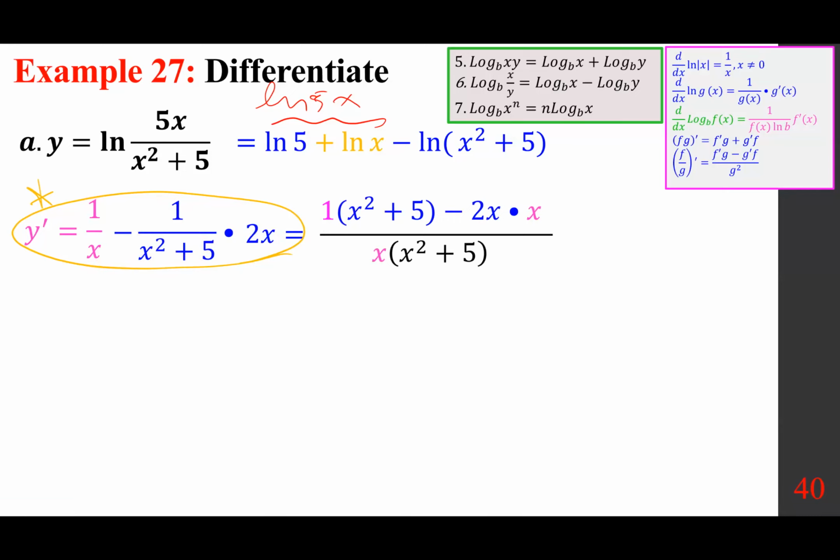So we are going to have x squared plus 5 minus 2x squared. We can combine these two and we are done. So we get minus x squared plus 5 over x times x squared plus 5 as the final answer.